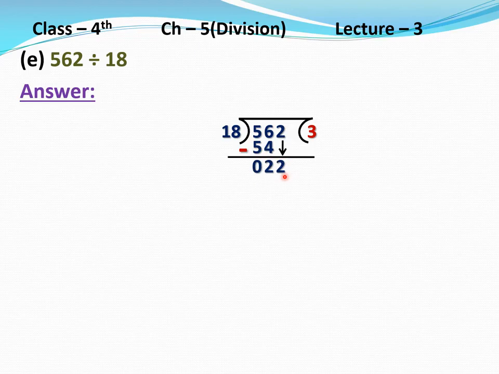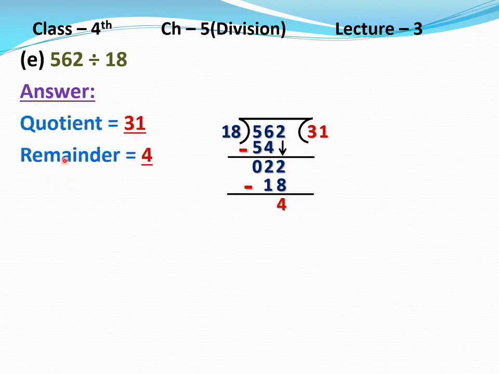And now take the next number, that is 2. The number is 22. 18 multiply 1 equal to 18. Write 1 here and write 18 here. Now we will do subtraction. 2 minus 8, it is not possible. So we will borrow from this 2. So this 2 will become 1 and this 2 will become 12. 12 minus 8, 4. 1 minus 1, 0. Hence quotient equal to 31 and remainder equal to 4. Write down quotient equal to 31 and remainder equal to 4.